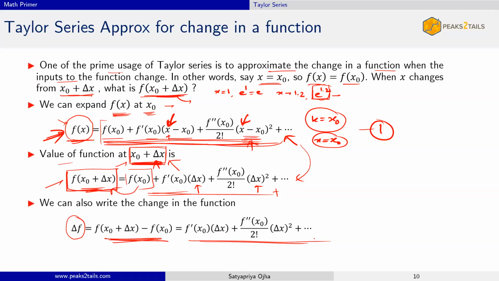Now, I use the same Taylor series expansion to approximate the change in a function using whatever I got. So this is how I can approximate the change in the function. Okay, I don't have to revalue. All right.